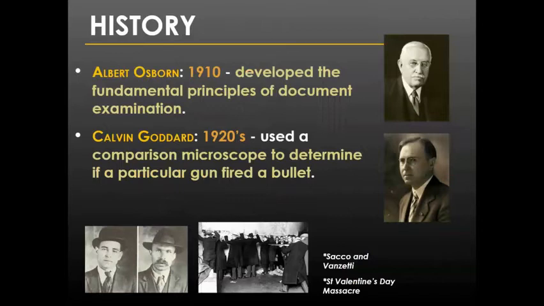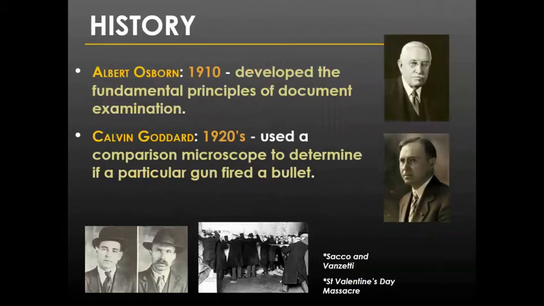Sacco and Vanzetti were two men who were accused of murder in a robbery/murder. And then thanks to Goddard's research, he found that the bullet casings left at the crime scene did in fact match the weapons found on Sacco and Vanzetti.